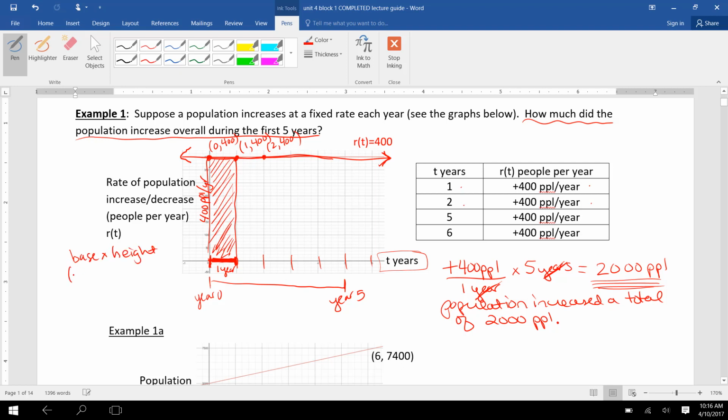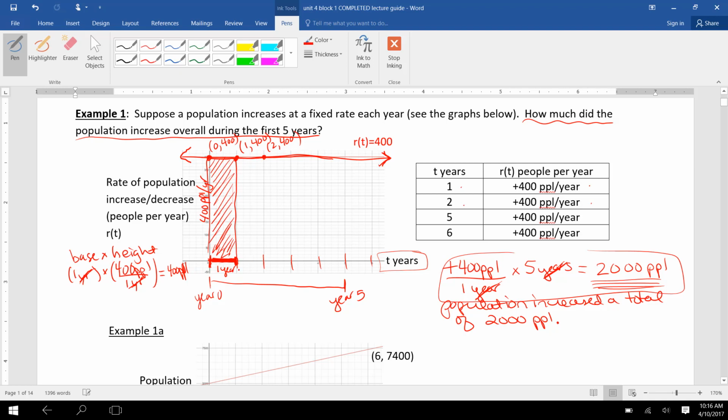If you find the area of this rectangle, base times height is the area of that rectangle. The base is 1 year. The height of the rectangle is 400 people per 1 year. And again, it comes out to the same calculation as we had over here. The years in the numerator and denominator cancel, and we get 400 total people. That's the amount of increase that's occurred in that 1 year.